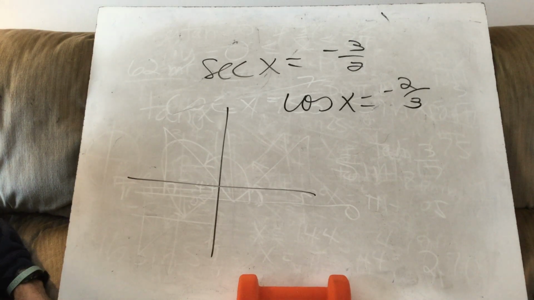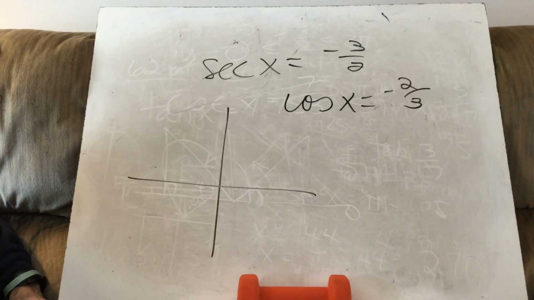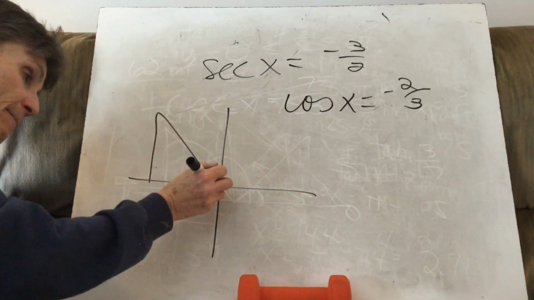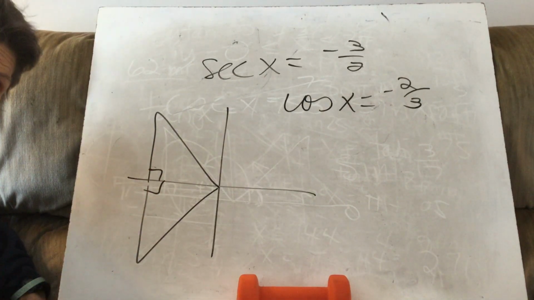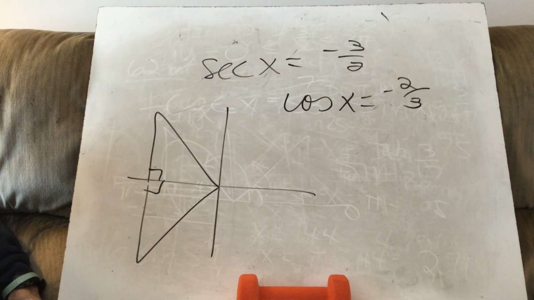Now I need you to stay on top of this because this one's a little bit tricky. I want you to really pay attention to what I'm saying. First of all, where is the cosine negative? 2 and 3. Because cosine is associated with x, and x is negative in quadrants 2 and 3. It's all very logical.